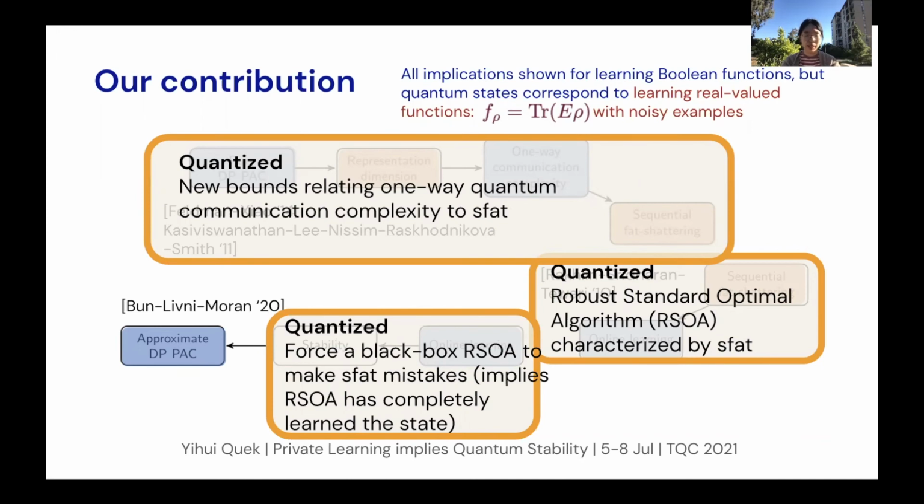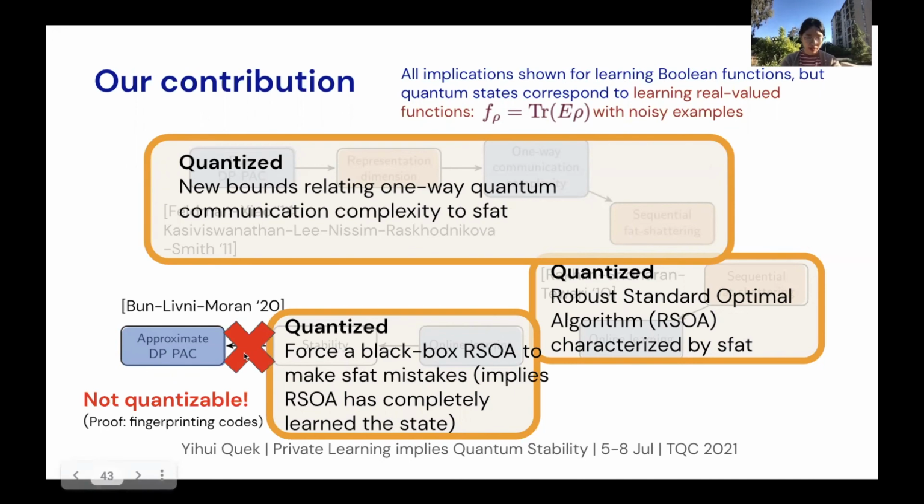And classically, this notion of stability has been shown to be intimately connected to differential privacy. The way of showing this was to basically force a black box online learner in which we put the RSOA to make sequential fat shattering dimension number of mistakes. And because we showed earlier that the complexity of online learning quantum states is characterized by SFAT, being able to force RSOA to make SFAT number of mistakes implies that RSOA has completely learned the state. However, a classical technique that was used to show that this entire process can be made private, which would correspond to the last arrow here, actually is a no-go for our quantum setting.